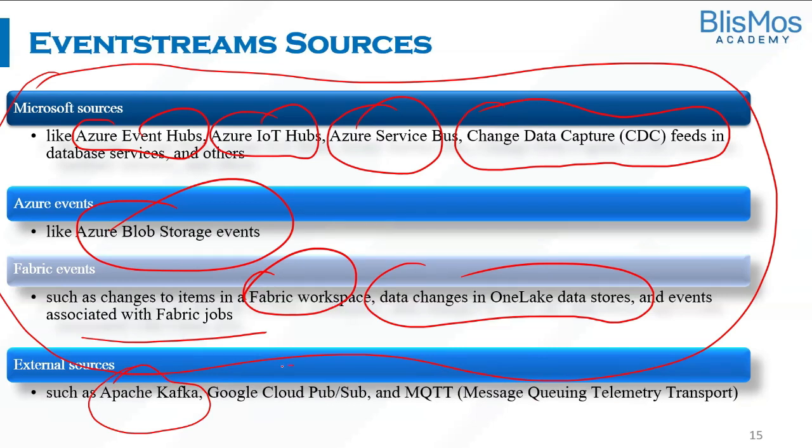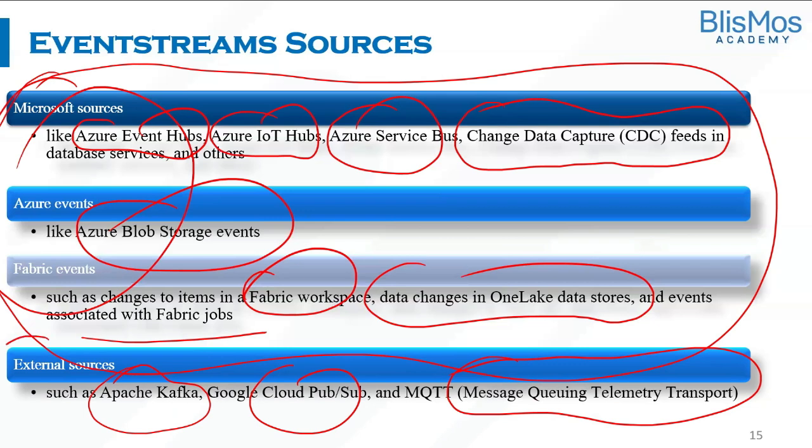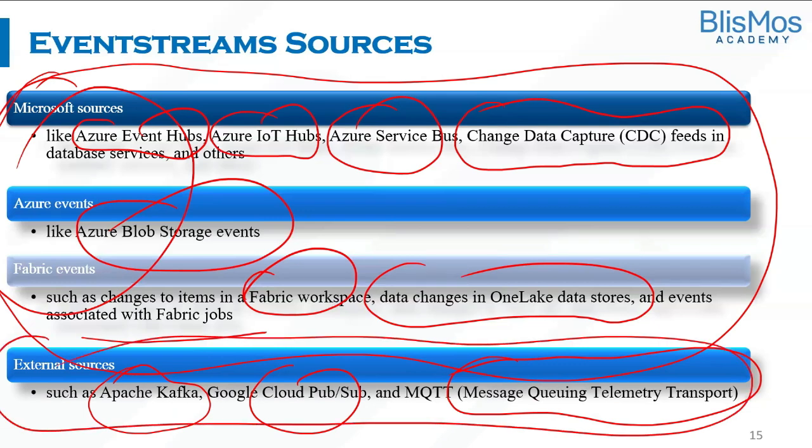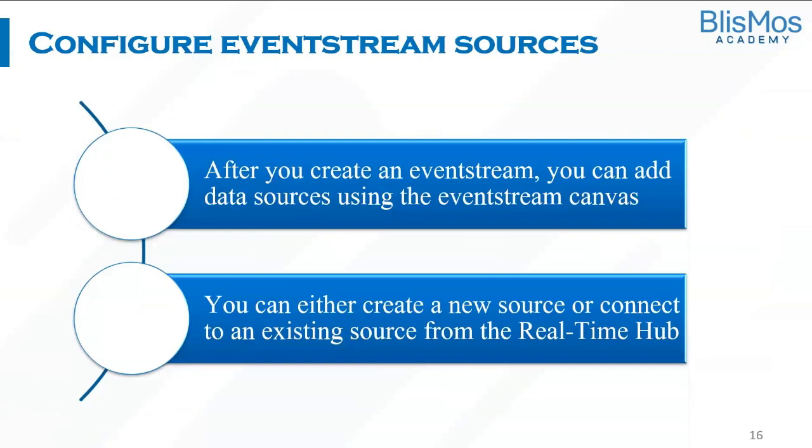And also you have Google Cloud and also something called message queuing telemetry transport. All these are internal sources. These are external sources. The main important thing is that only those sources which produce continuous data would be the sources for the event streams. That is very, very important. Anyway, this will be taught as a part of the hands-on.